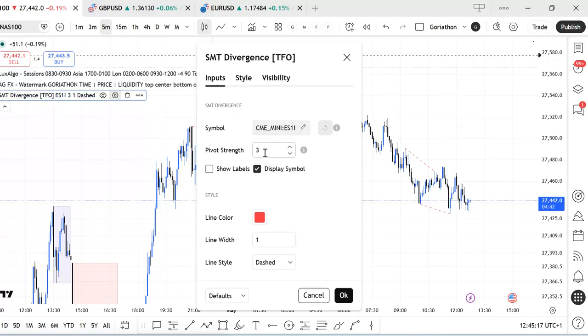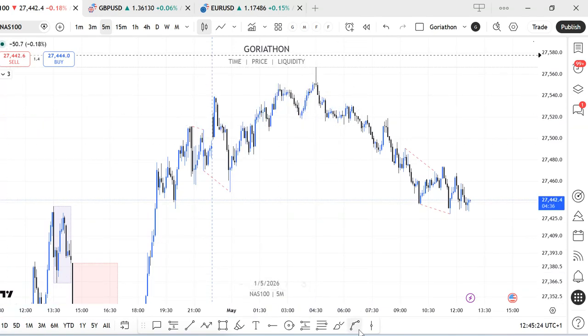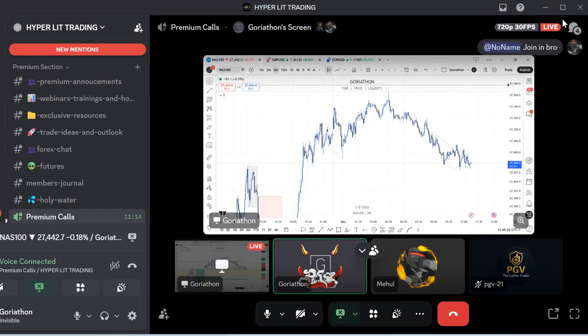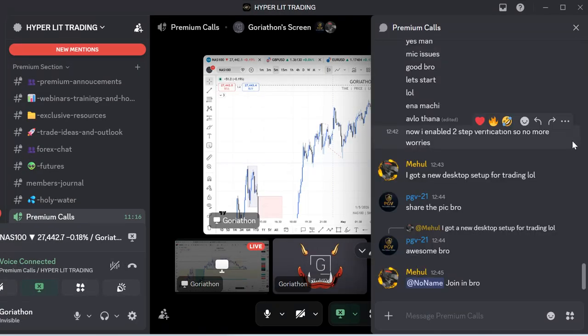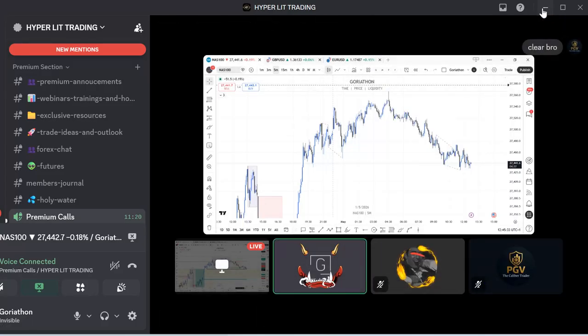Pivot strength, I have selected three, so that's up to you. Then line color and all those stuff. Fine. Those are the indicators. Any questions up to now? Good. Amazing. Fine.